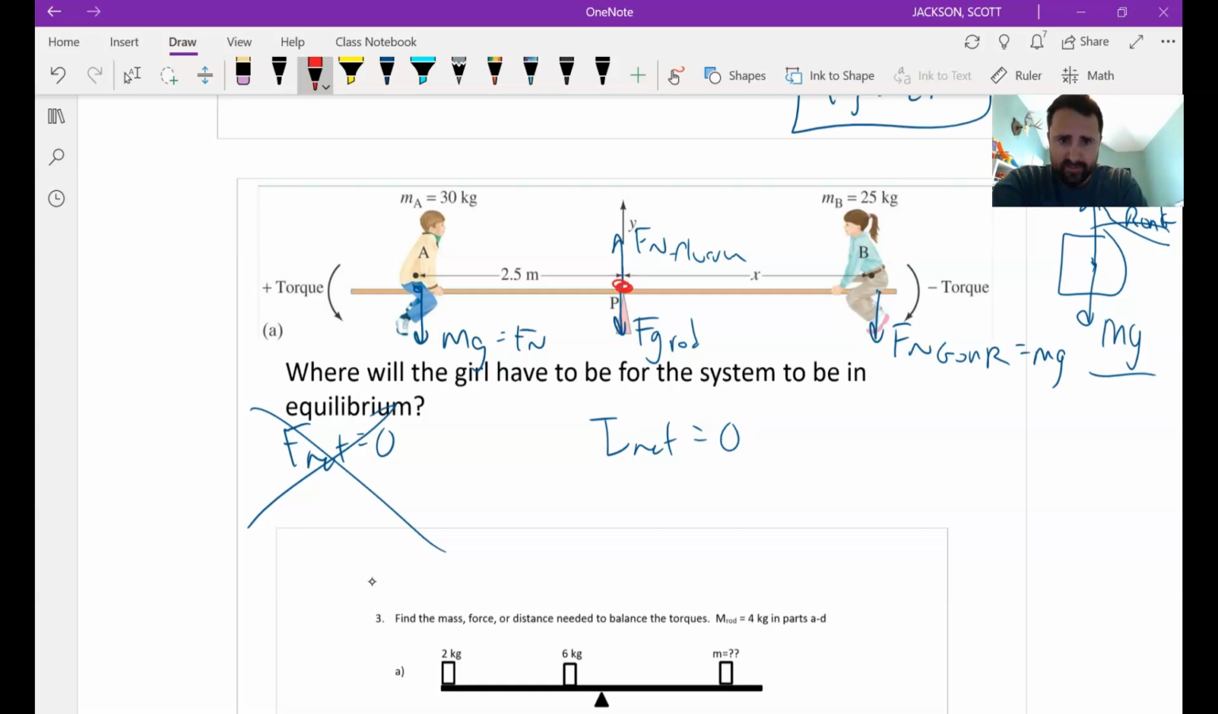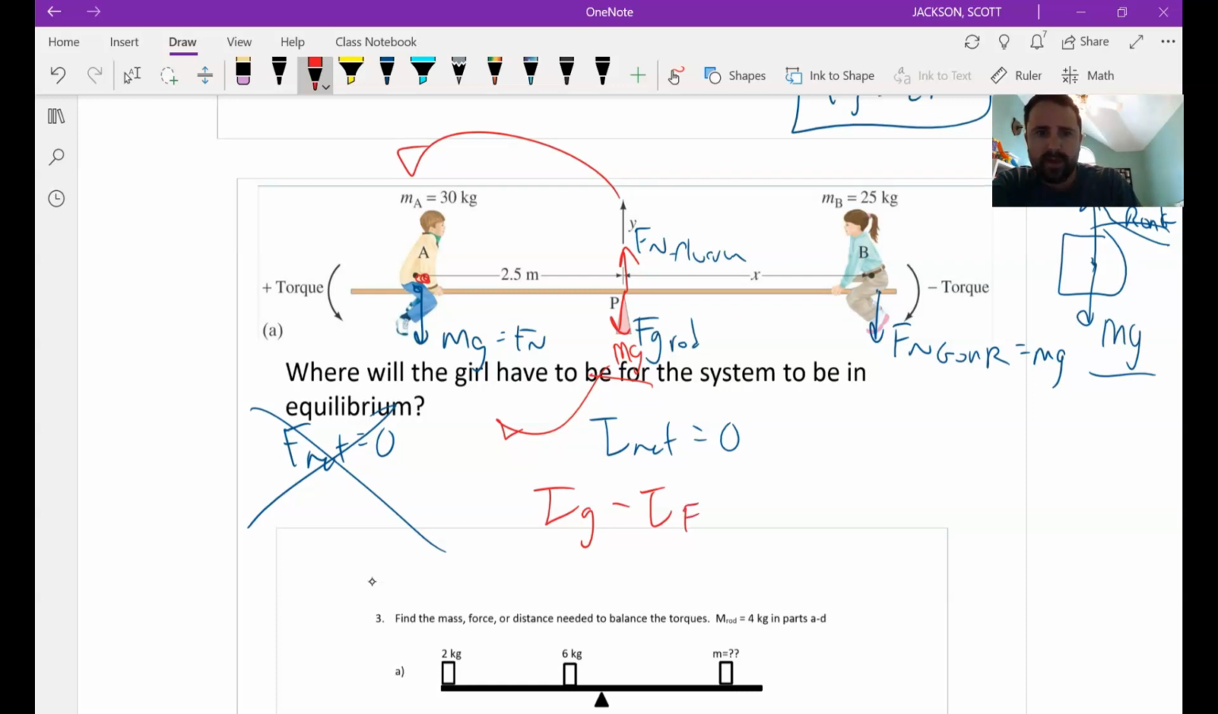Let's think about what we have. Right? If I put the axis of rotation here, then I have torque due to gravity of the rod. That would make it go in this direction. We'll call that positive. The torque due to the fulcrum would go the opposite way, or make it go counterclockwise. And then I would have plus torque due to the girl because she would make it go the same direction.